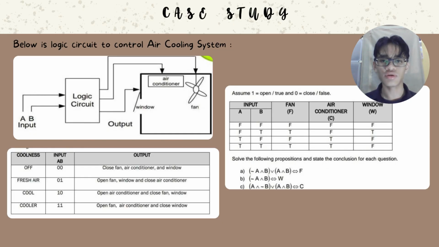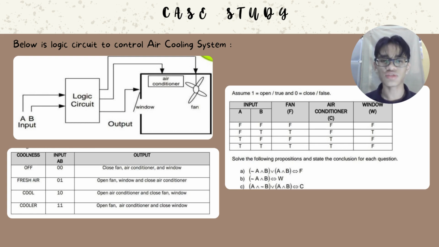This is our group case study. Below is a logic circuit to control an air cooling system. The input is A, B and the output is fan, air conditioner, and window. If the input is 00, the coolness is off and it will return output: close fan, close air conditioner, and close the window.